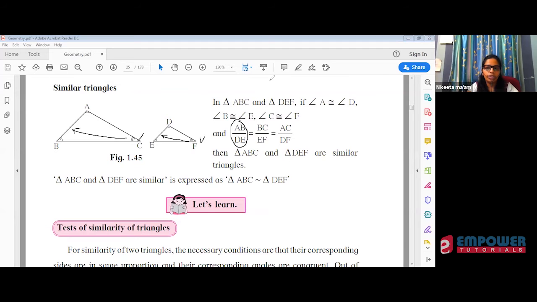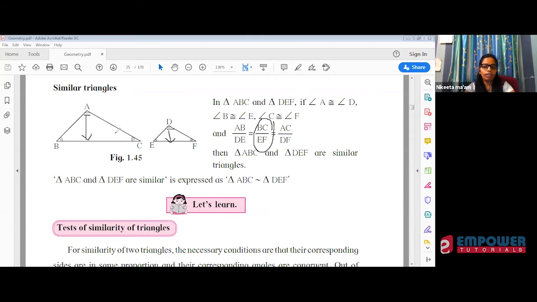Now, if we consider this angle and this angle, these two angles are congruent. So the sides opposite to these angles will be in proportion. So see over here, AC upon DF. Again, the same thing: this angle is congruent to this angle, so the side opposite to this angle will be in proportion to the side opposite the other angle. So look over here, BC upon EF. So this is how we say that two triangles are similar.